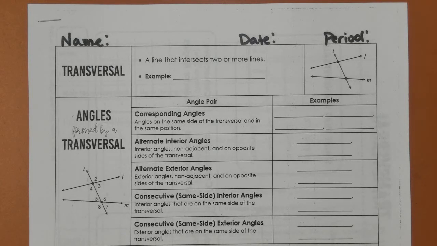Okay, so this is the tutorial for the second packet, Angle Relationships Part 1 and Part 2. They're all in one packet. I just didn't expect everybody to finish all of this today, but you may be able to, I'm not sure.